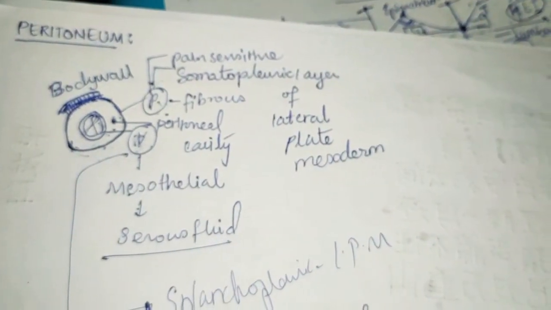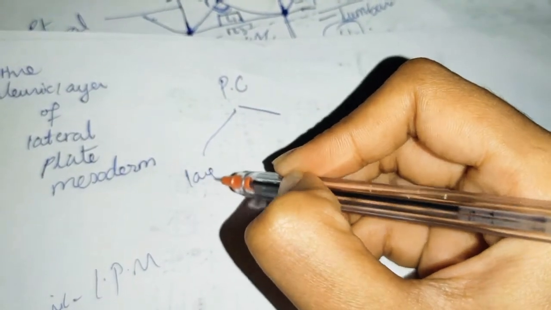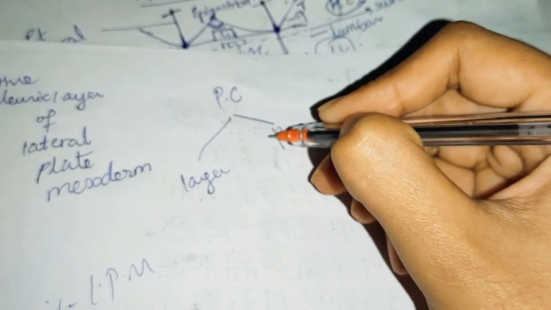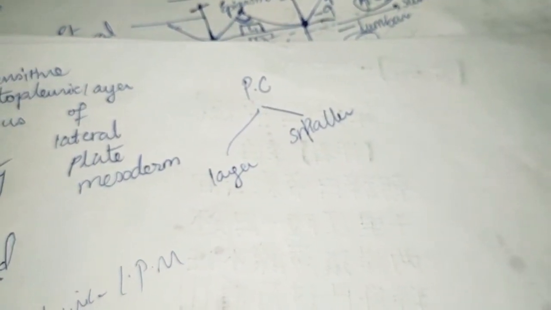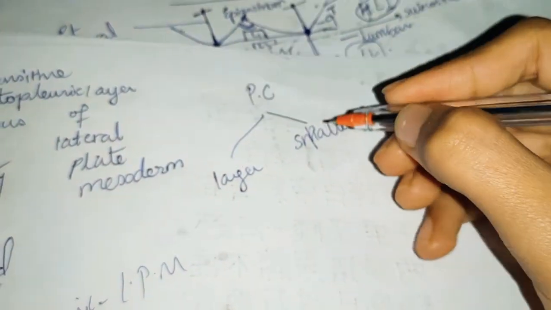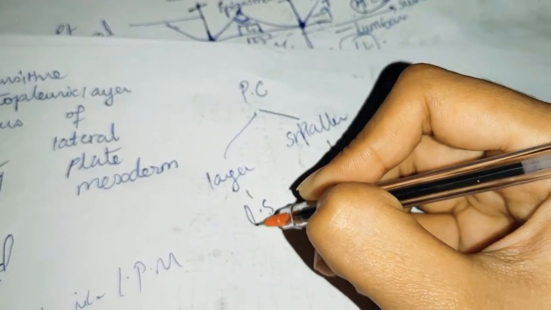Now coming to peritoneal cavity division. The peritoneal cavity is divided into two parts, a larger part and a smaller part. The larger part is called the greater sac and the smaller part is called the lesser sac. So what are this greater and lesser sac?